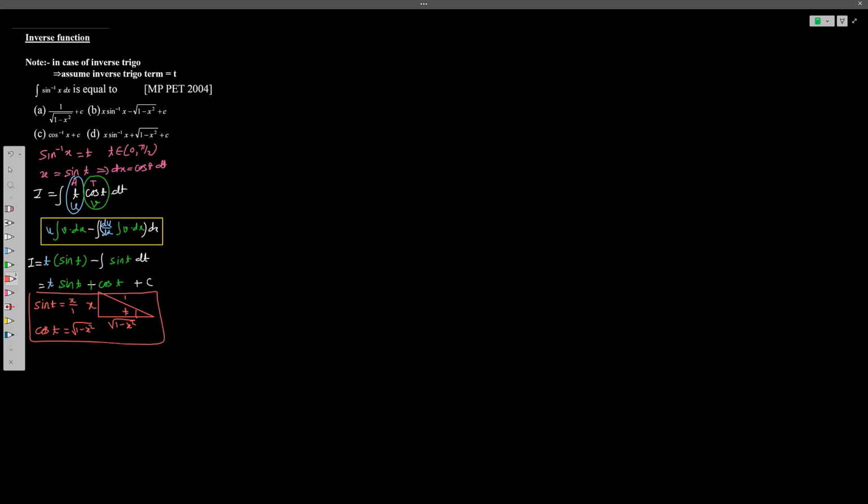Substitute all these values in your answer. So we will get I is equal to, instead of t, sin inverse x, instead of sin t, x, plus instead of cos t, under root of 1 minus x², plus c is your answer. Ta-da!